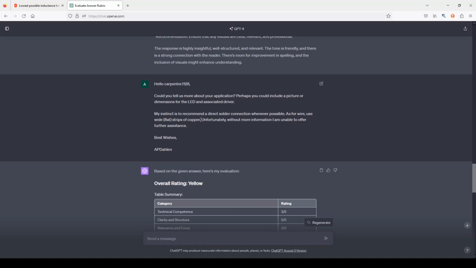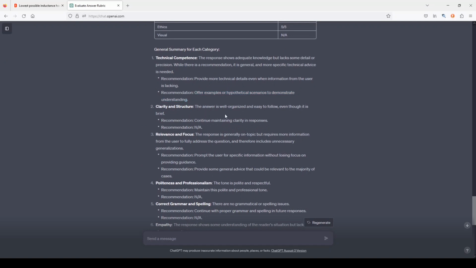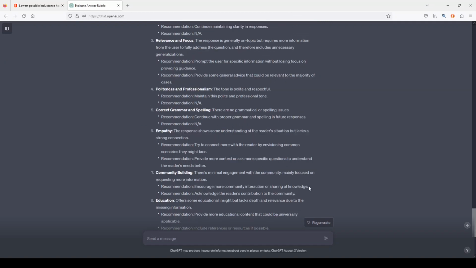Now, this particular question dealt with impedance. And I know that one way to lower the impedance of a wire is to use those wide flat strips. I should have said something to that effect. That may have made for a better answer. So that's an excellent recommendation here. Again, give particular examples to understand why. Here's another good recommendation.